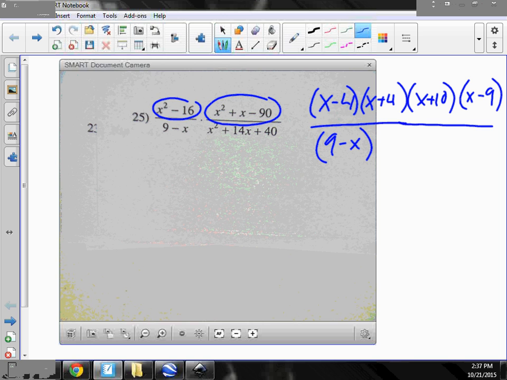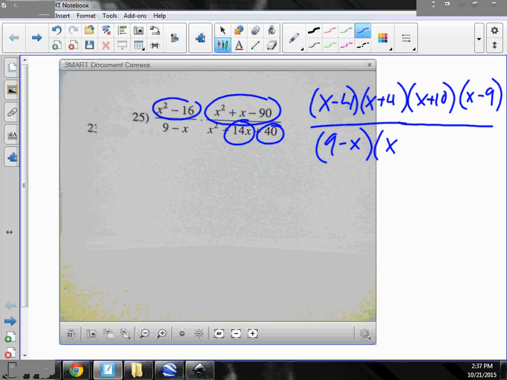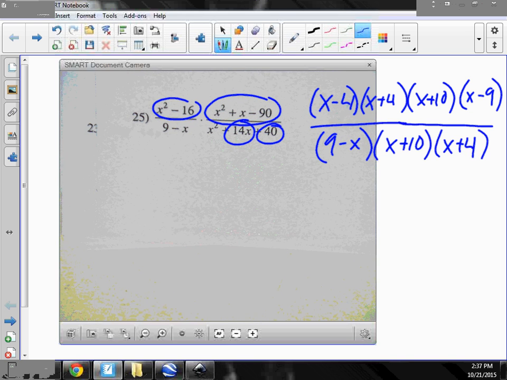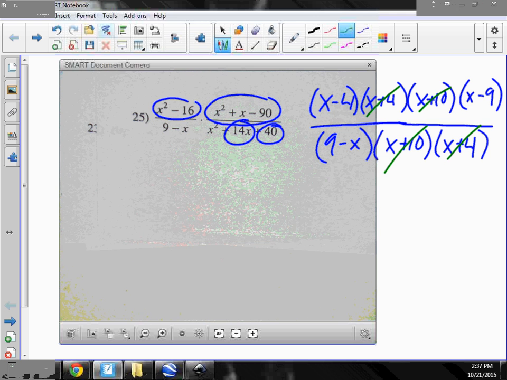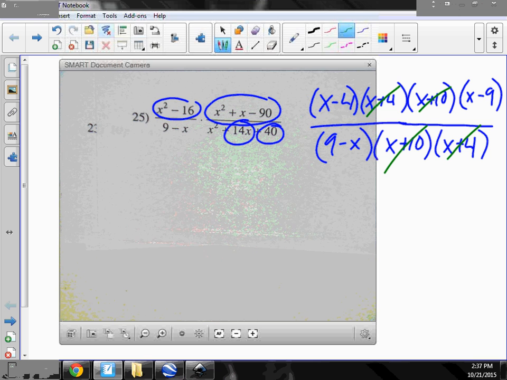Okay. What multiplies to be 40 and adds to be 14? X plus 10 and x plus 4. All right, now we start canceling. The plus 4s go, the plus 10s go. Anything else? Ooh, x minus 9 is really, really close to 9 minus x, but not quite the same. Can I mess with it a little bit and make them the same? Change what?